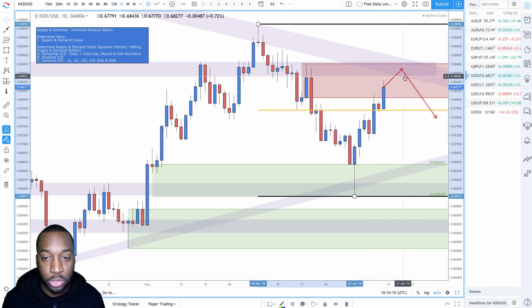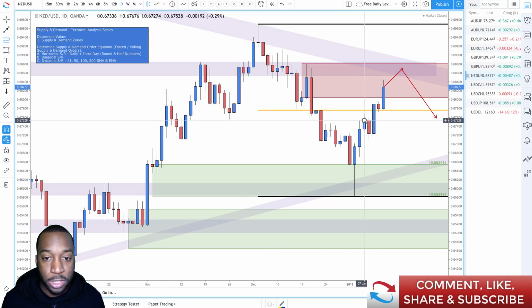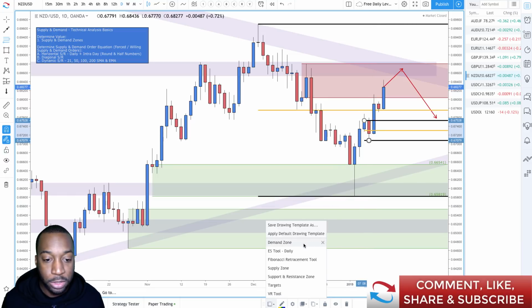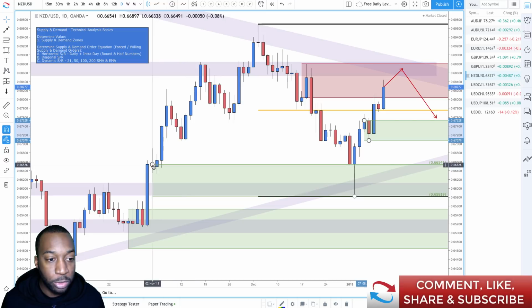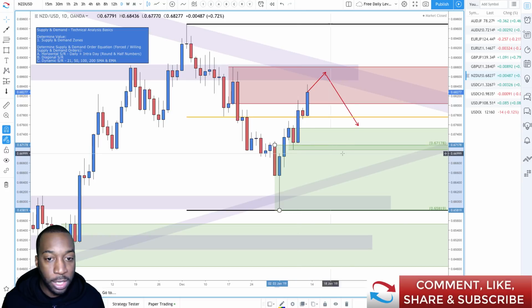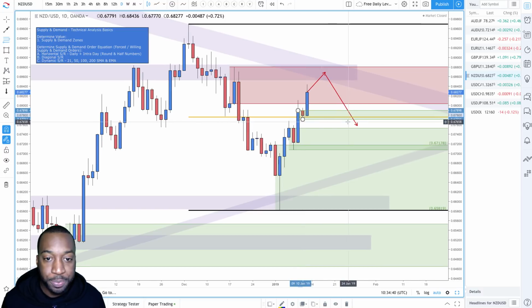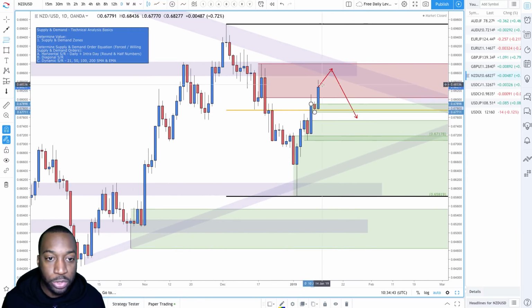So that's the first area you want to look to get short. And if you're looking to be a buyer, then obviously you've got these demand zones in this area. So demand, and I'm going to move that one, because we've got quite a big area right here. The last supply candle before prices make a new high, and we had quite a long wick from the little flash crash that we had. So those are your demand zones right there.